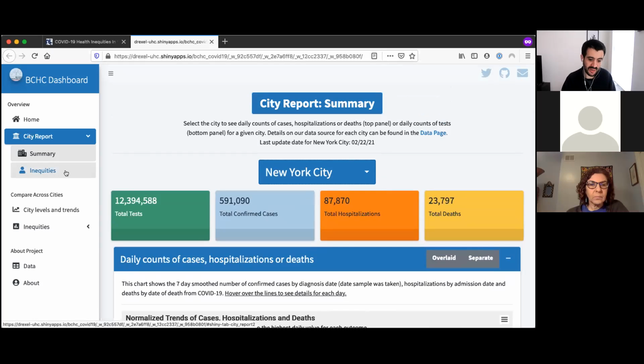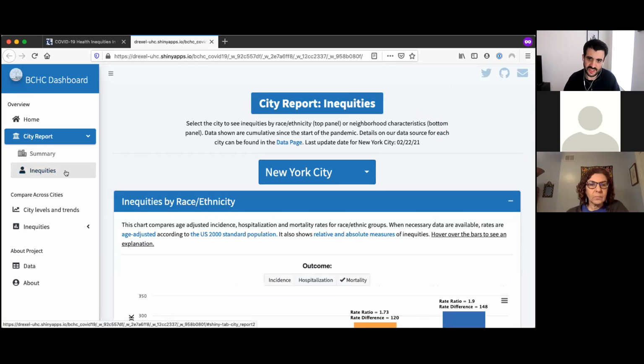Second, we start with the part that we believe is the most interesting part of our dashboard, which is the focus on inequities. So what we see in every city, whether we look at New York City or others, is that we have separated this into two sections.